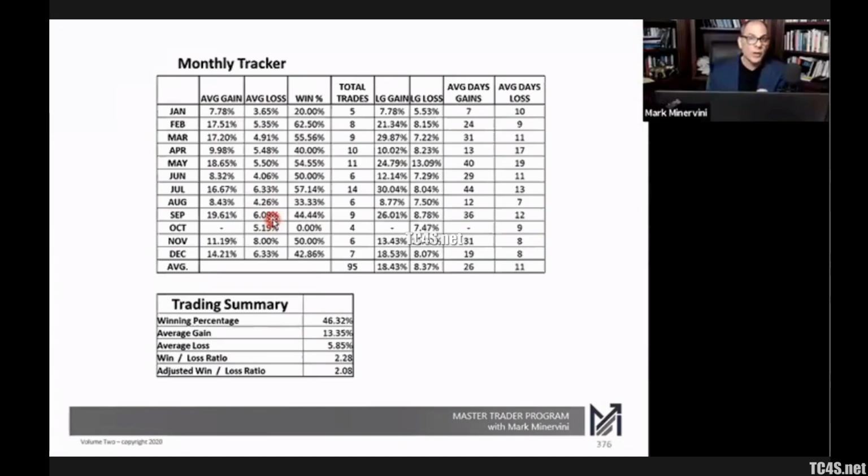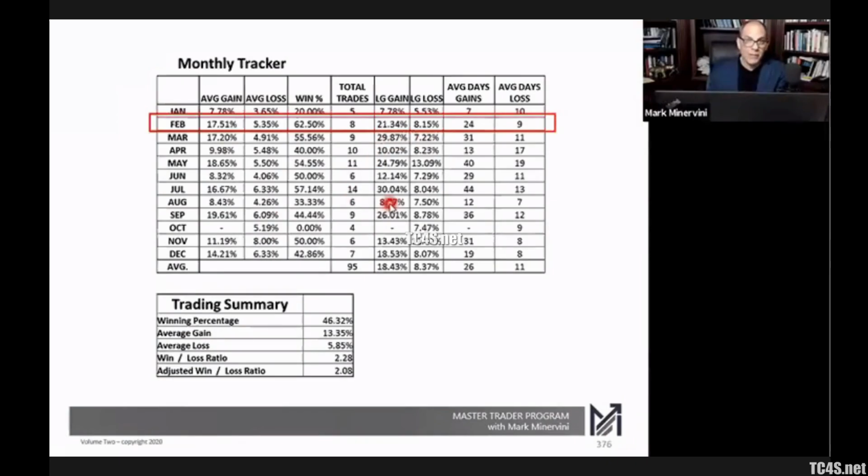Now, you also want to look at your largest gain and your largest loss every month. So in this particular month, let's look at February. In February here, and I've got little tools that I can use to highlight this stuff. So in February right here, we had 8 trades, right? Average gain was 17.51, average loss 5.35. The largest gain was 21.34%. Give me a little spotlight here. And the largest loss was 8.15. So that's good. The largest gain was larger than the largest loss.